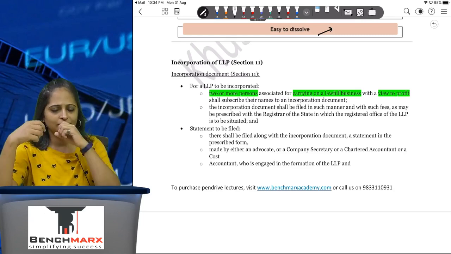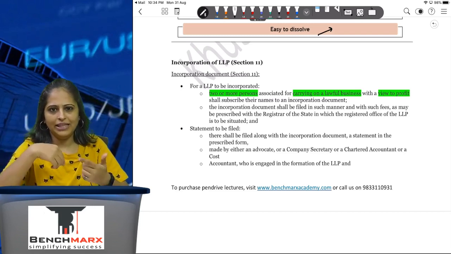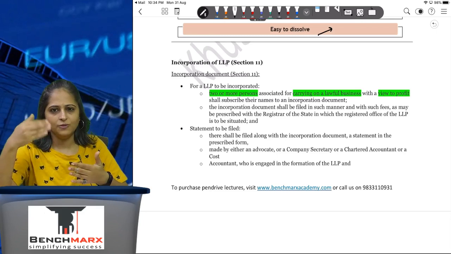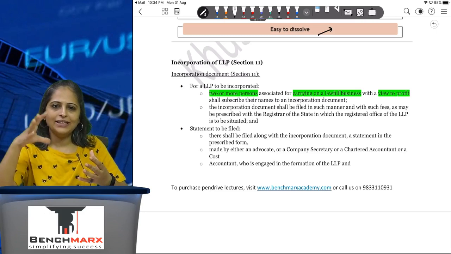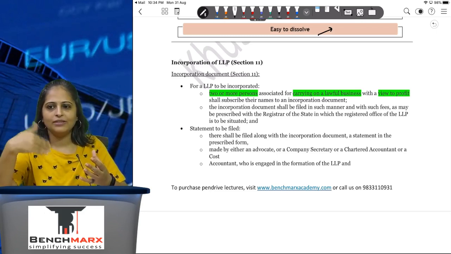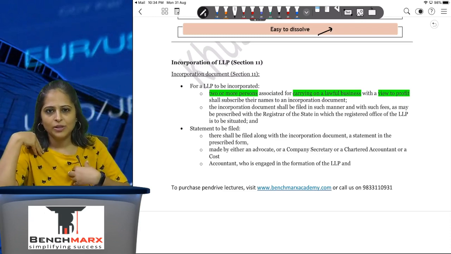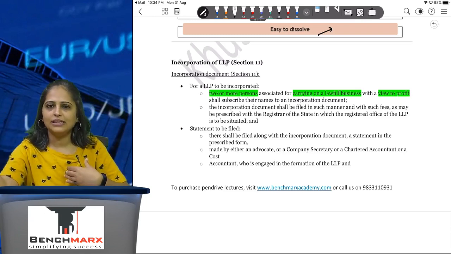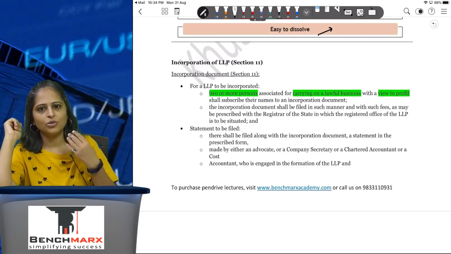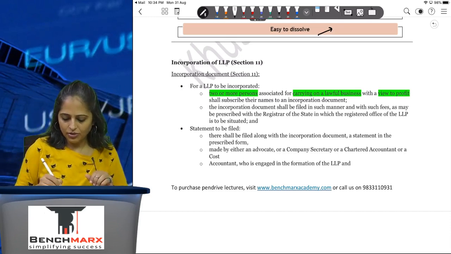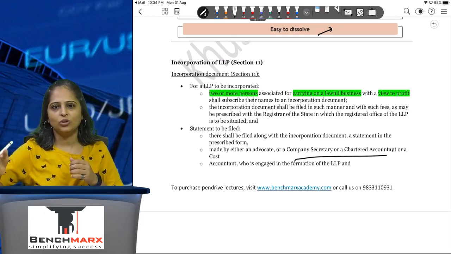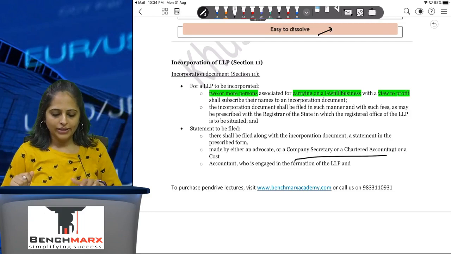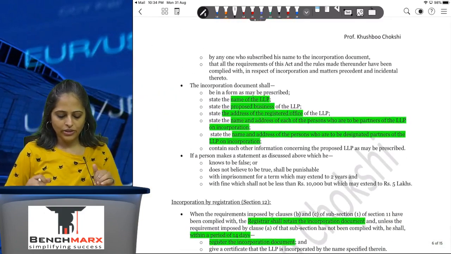All these documents will be attested by a third party, like a CA or a CS or an advocate. All of those options are given in the forms, and these people will certify that the details being uploaded are true and correct. If I upload something which is wrong, and a CA is certifying that, I will obviously be held responsible for furnishing incorrect information, but the CA will also be held responsible. So there's always a third person who signs those documents and approves that they are true and correct to the best of his knowledge.